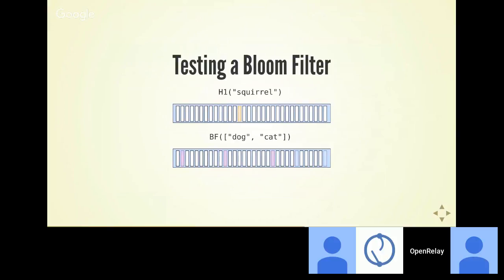So now we want to run a test with a bloom filter. Say we want to test and see if squirrel is a member of our bloom filter. So we do hash 1 of squirrel, and we get this bit. We check our bloom filter. We see that that bit is not set in our bloom filter. So we know squirrel is not a member of our bloom filter, and we don't even have to check bits 2 and 3 because we've already failed our test. Squirrel is not a member of this bloom filter.